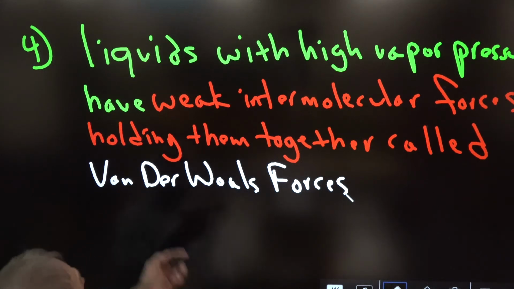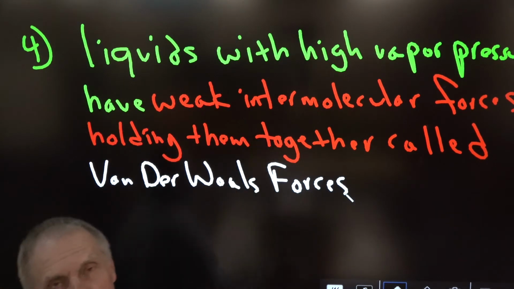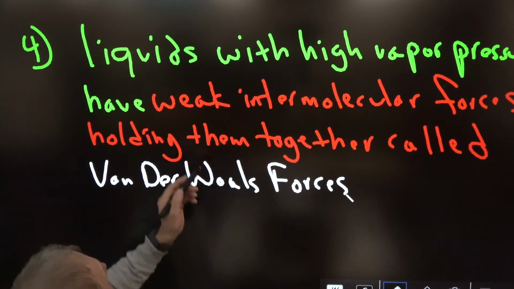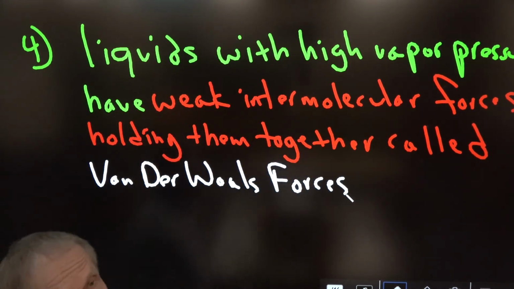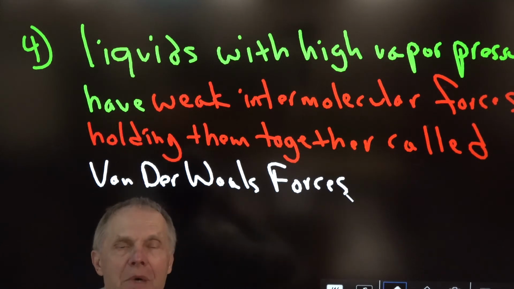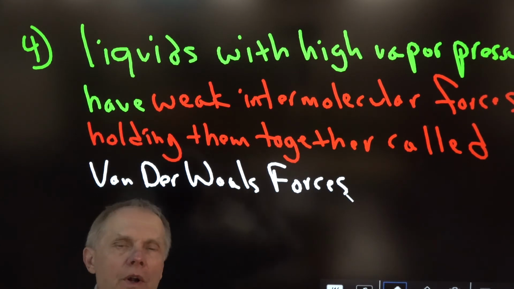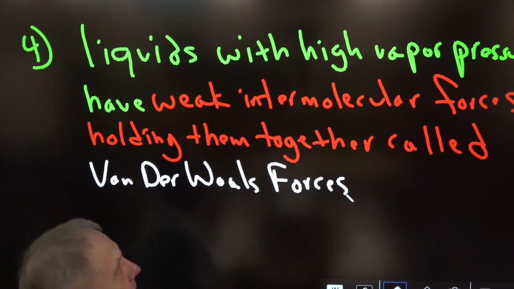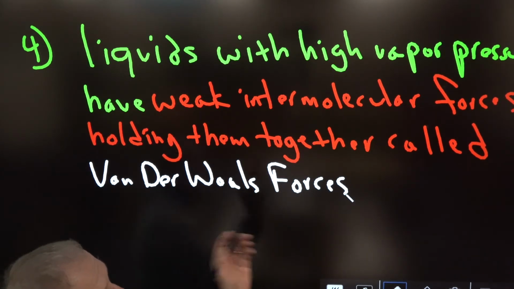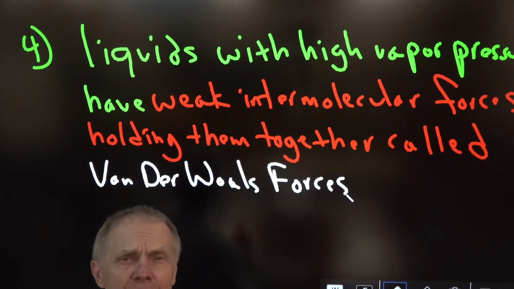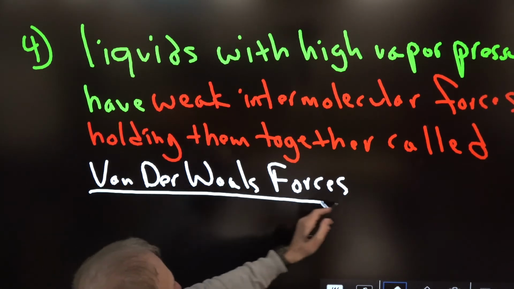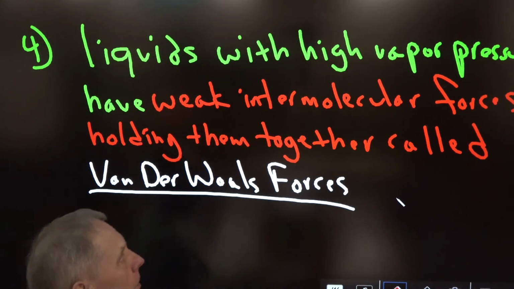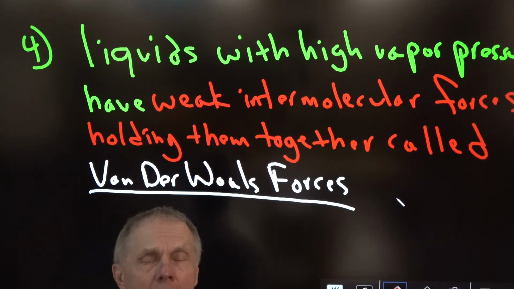Okay, so liquids with high vapor pressures, that means that they evaporate quickly. They have weak intermolecular forces. In other words, the bonds between the molecules are so weak that once you open up the cap, the bonds break. So this evaporates very quickly, and the bonds that are weak between these molecules are called van der Waals forces. Now, what kind of molecules have van der Waals forces between them?